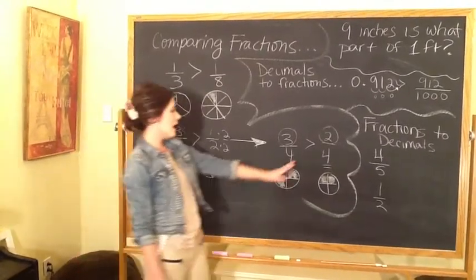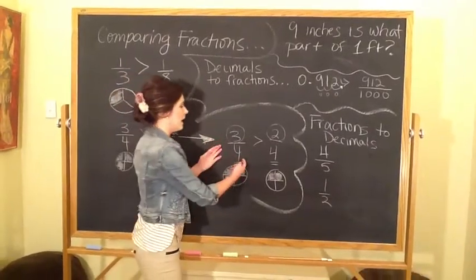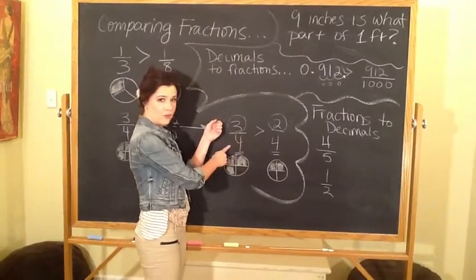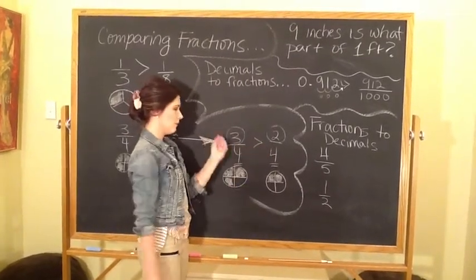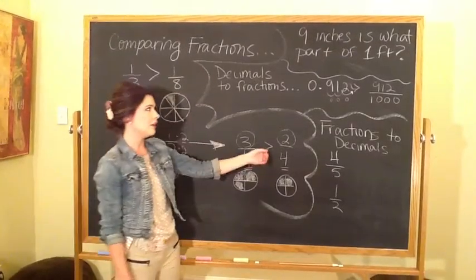So now that I have changed this to 2/4, I could see that, okay, now my denominators are the same. So now I can see that 3 out of 4 is bigger than 2 out of 4. So that's how I know I can put the greater than symbol here.